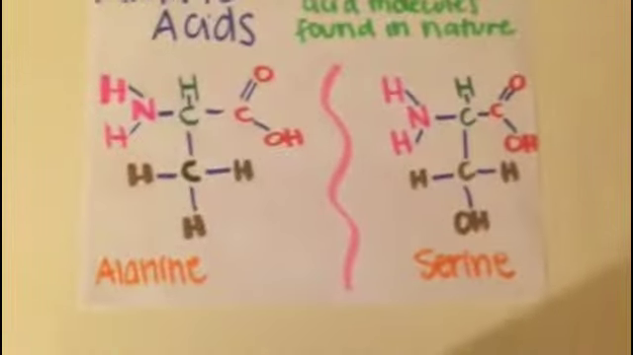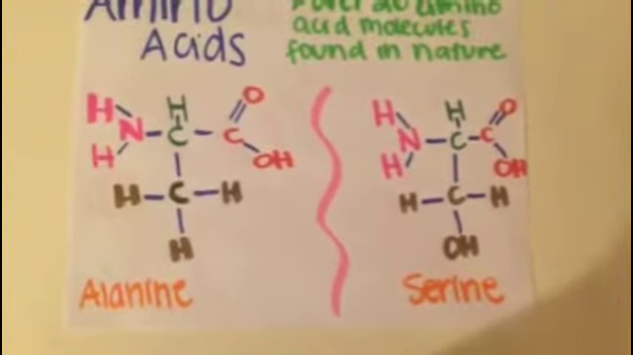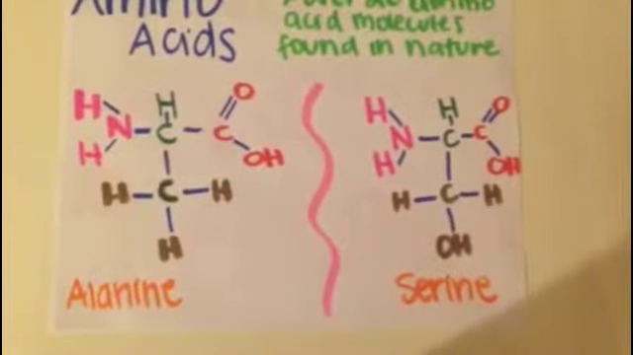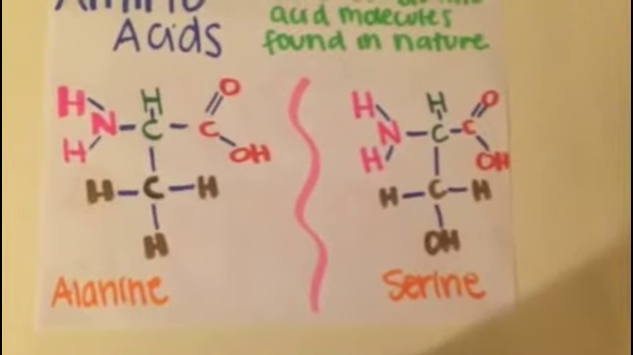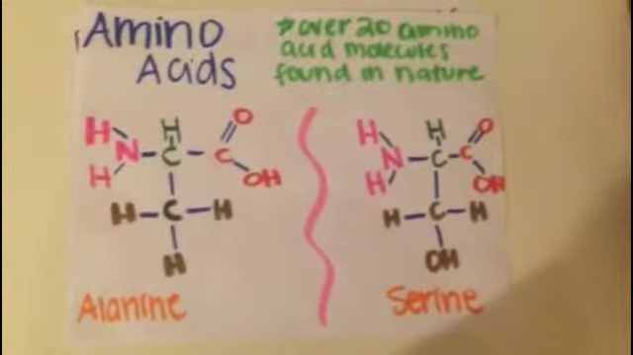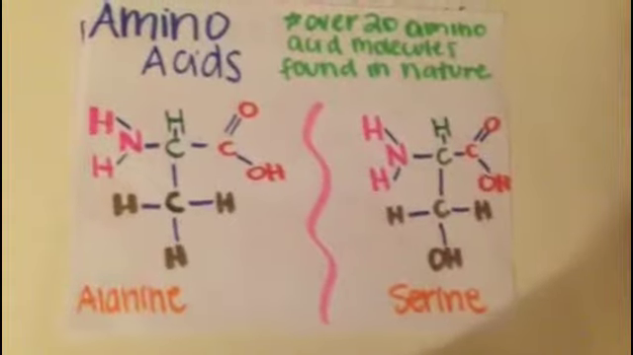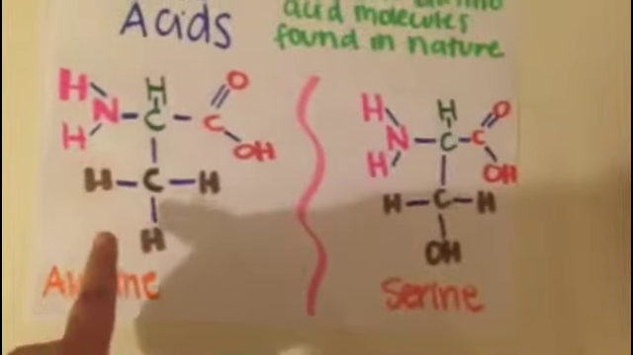All amino acids are identical in the regions where they are joined by covalent bonds. By being similar, amino acids can join to any other amino acid by bonding an amino group to a carboxyl group. The only thing that distinguishes one amino acid from the other is the R group section, which is here.